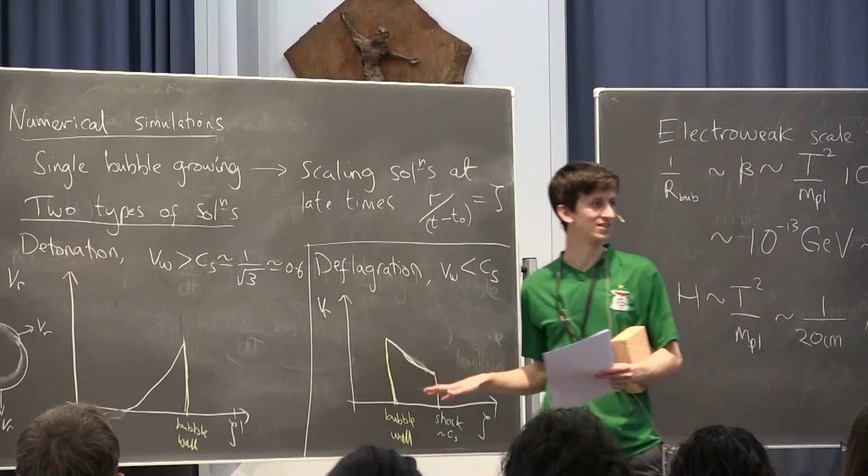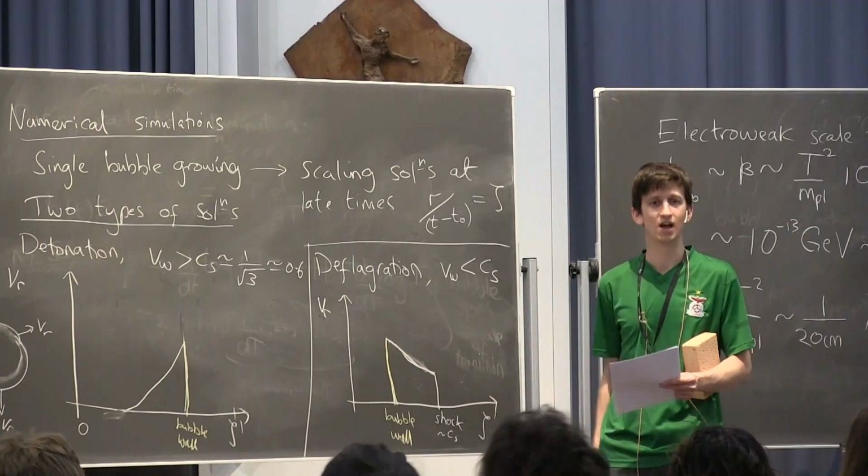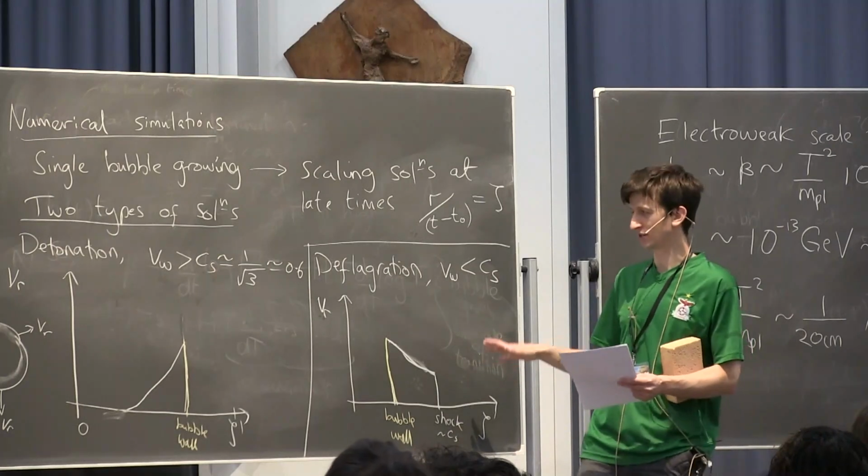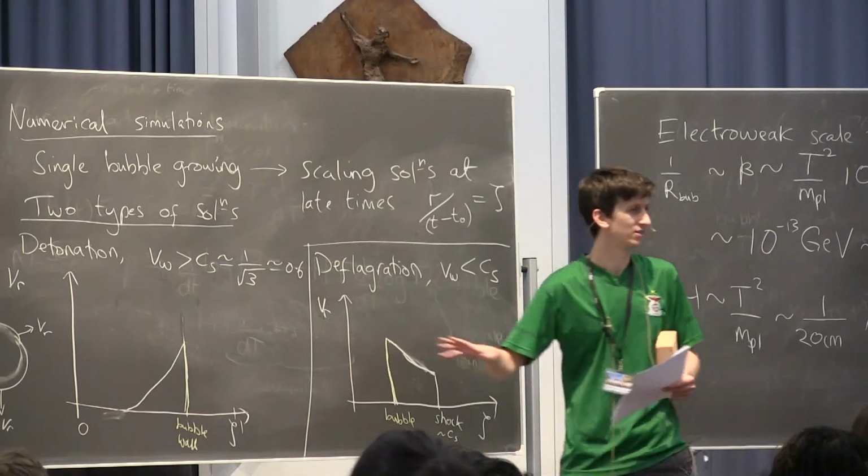So which case really matters for things like electroweak baryogenesis, and it also matters a lot for gravitational wave production. The gravitational wave production is quite different in these two cases.